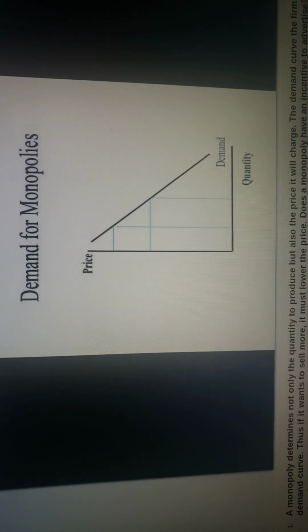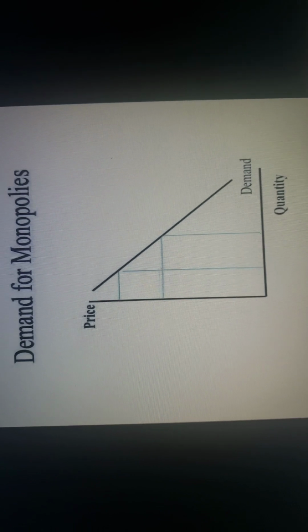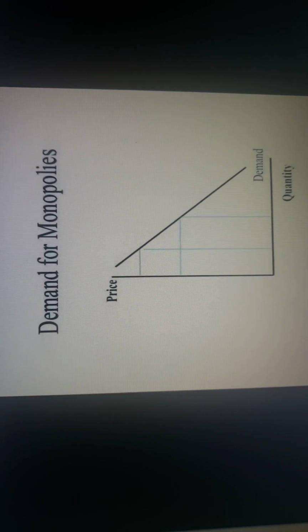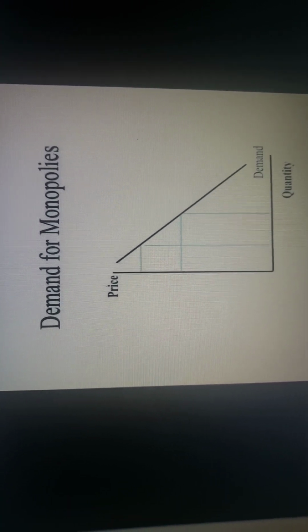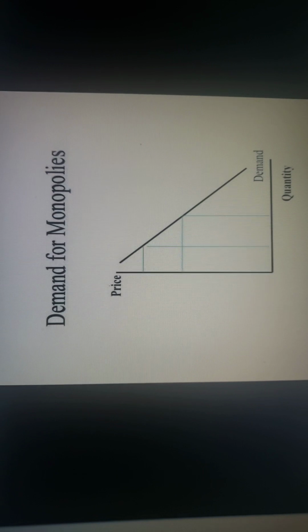Here we have the demand for monopolies graph. We have the price, we have the demand, and we have the quantity. So basically, a monopoly determines not only the quantity to produce, but also the price it will charge. So the demand curve the firm faces is the market demand curve. Thus, if it wants to sell more, it must lower the price.